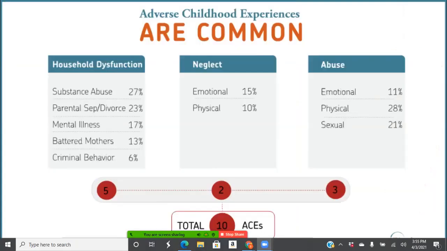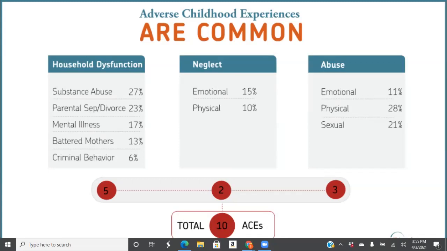So this slide shows the 10 categories of adverse childhood experiences that were studied at that time. The first group are indicators of household dysfunction, which include growing up with substance abusing household members, alcohol or drugs, parental separation or divorce, growing up with mentally ill household members or caregivers, witnessing intimate partner violence, specifically having a battered mother, or criminal behavior as evidenced by having a household member that was imprisoned.